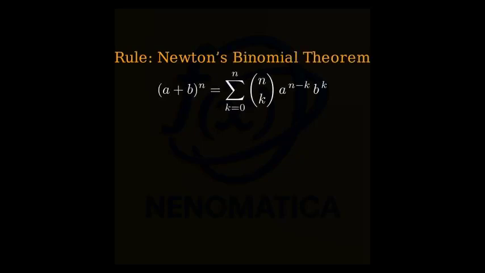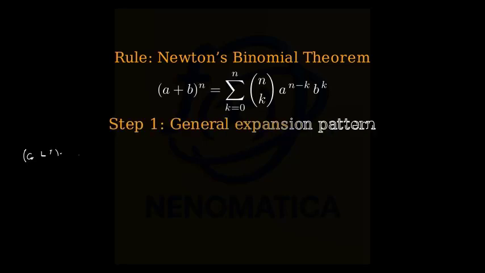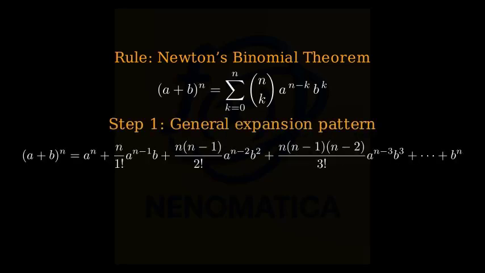In this lesson, we will expand (a+b)^4 using Newton's binomial theorem. Here is the rule. Newton's binomial theorem says (a+b)^n equals the sum from k equals 0 to n of n choose k times a^(n−k) times b^k. First, write the general expansion pattern in term form.